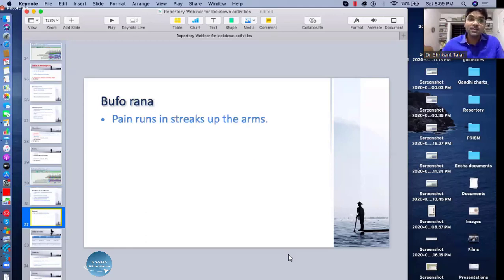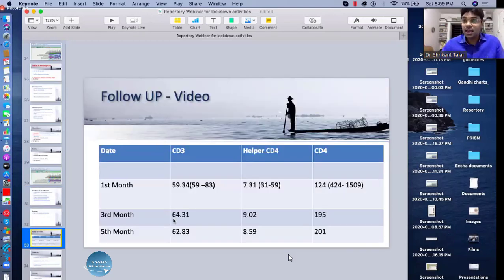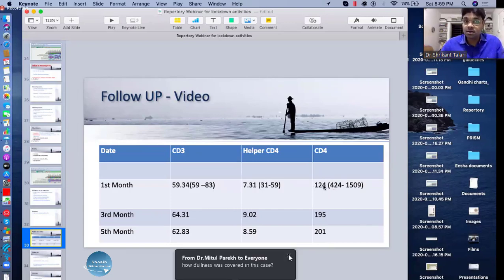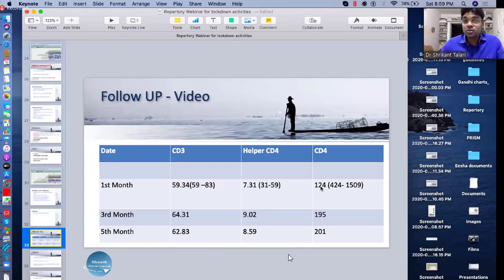So I gave this patient Bufo rana. And when he came to me, his CD4 levels were very low in spite of taking allopathic medicines. He was taking them for 3-4 months, but nothing was helping him. He was keeping on having these loose motions. He was keeping on having all these infections. His CD4 count was very low. It was 124. It should be around 400 minimum. The main guideline in AIDS is CD4 counts. So then you see slowly the CD4 count started to rise after homeopathic medicines from 124 to 195 to 201.